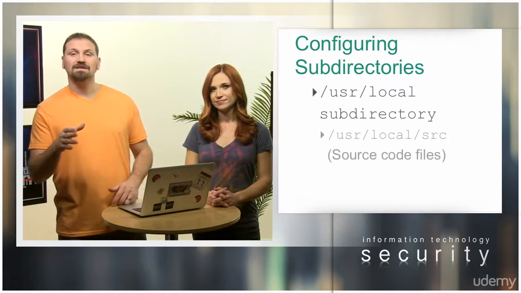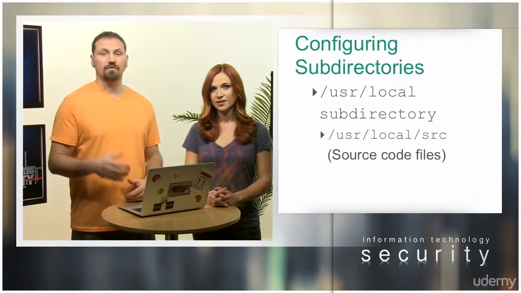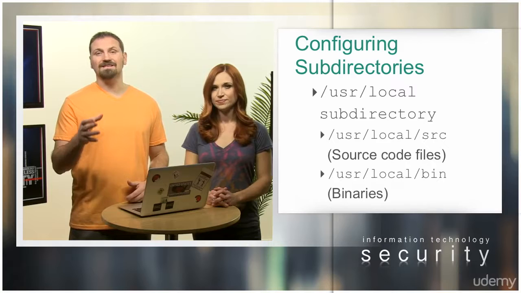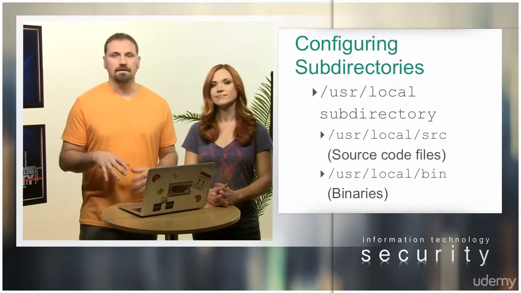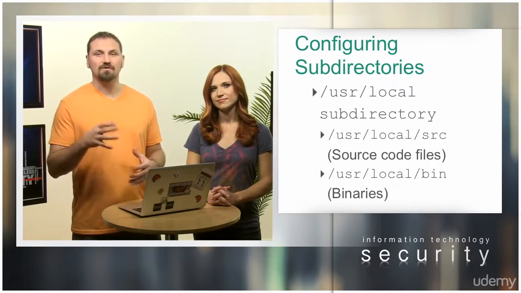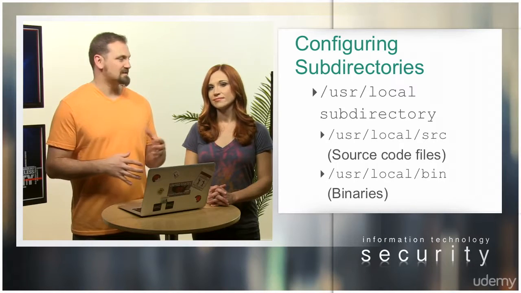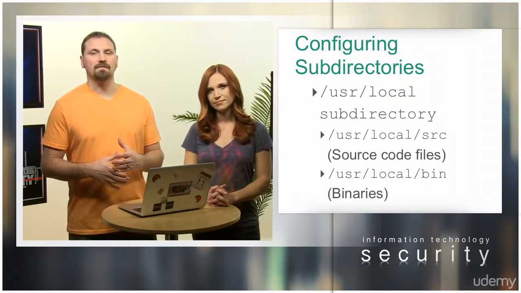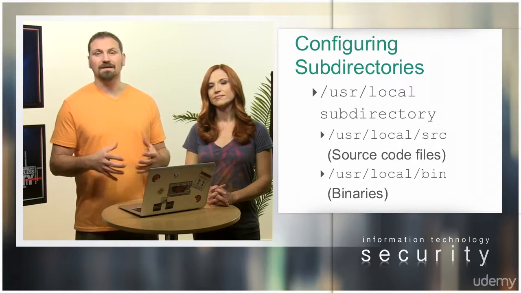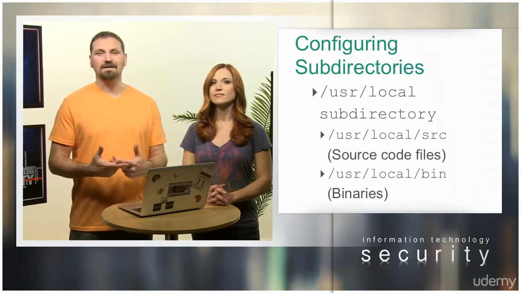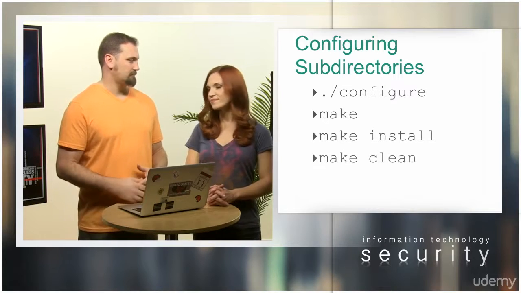That's right. Now, there are really quite a few subdirectories under the /usr/local subdirectory. Two of them are /usr/local/src for the source code files and /usr/local/bin for the binaries. Now, the make utility will usually put a newly compiled binary in the /usr/local/bin directory. With Linux, you can typically issue 4 commands to compile, link, and then install a program. ./configure, make, make install, and make clean.